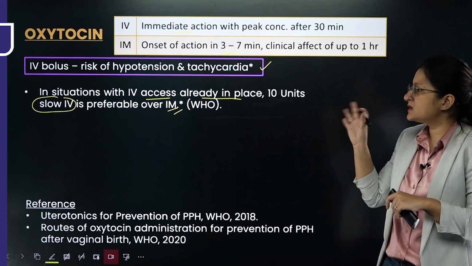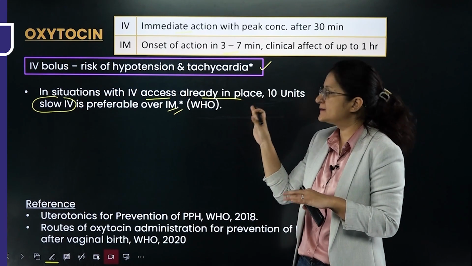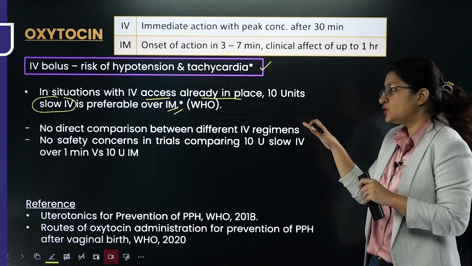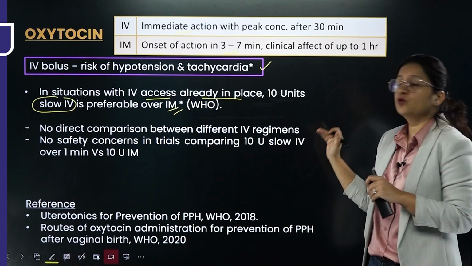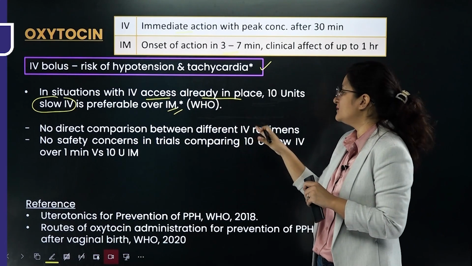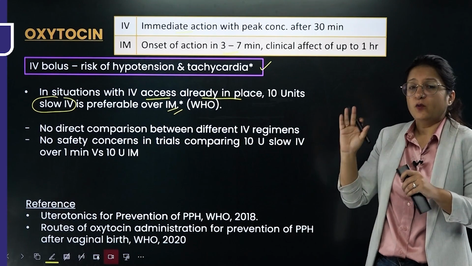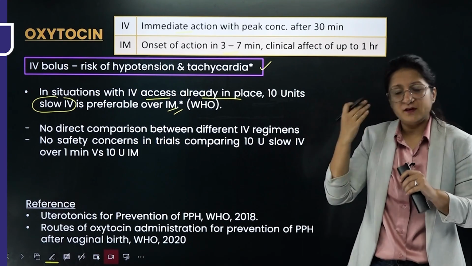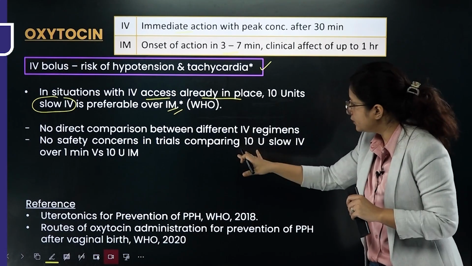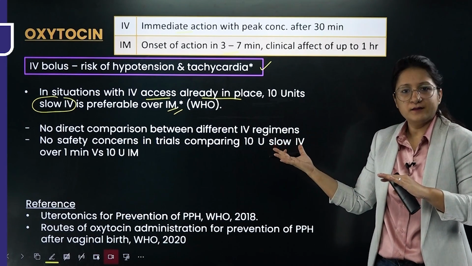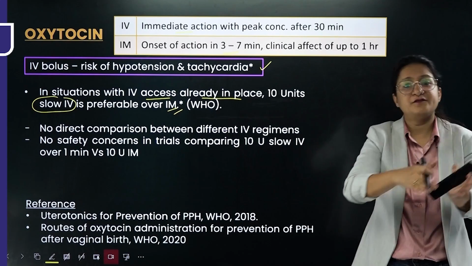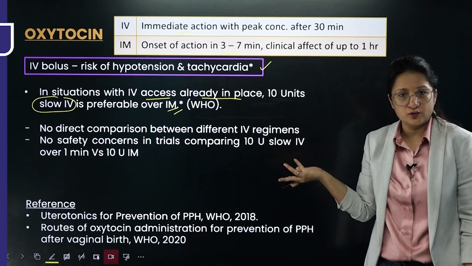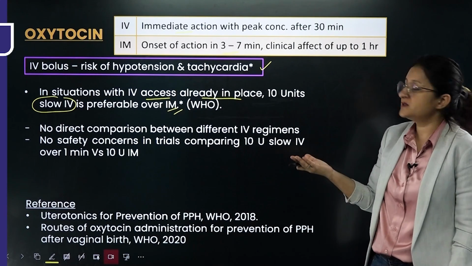But this evidence in favor of IV oxytocin is mainly from low quality studies. But even then, when the WHO made its recommendation, they also concluded that there is no direct comparison between different IV regimens. Whether it is IV infusion, what dose of IV infusion, what is the rate of IV infusion, whether it is 5 units IV or 10 units IV, right? Whether it is 5 units IV and 5 units IM. So that kind of direct comparison between different IV regimens is also not there. Different studies have used different regimens, right?